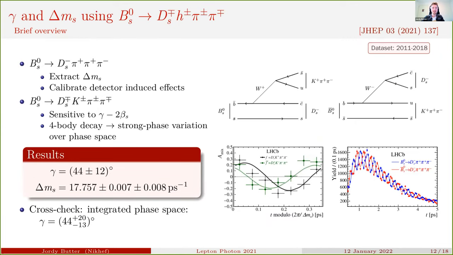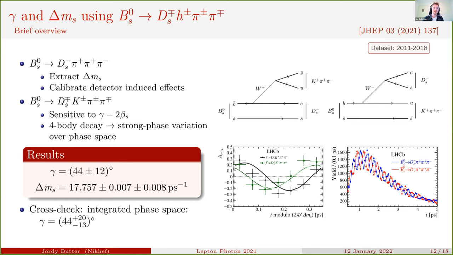Then Bs to Ds pi to measure gamma and delta ms. This analysis studies, first of all, Bs to Ds pi, which is a flavor-specific decay, to extract delta ms, as you can see in the bottom right. And also to calibrate the detector-induced effects for the Bs to Ds K pi pi mode.